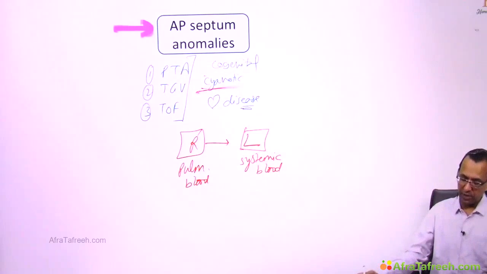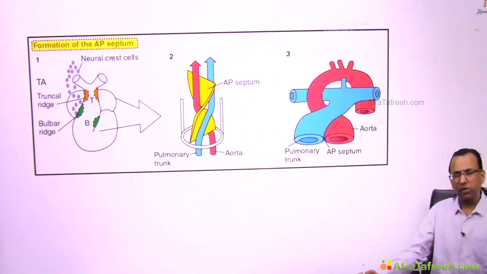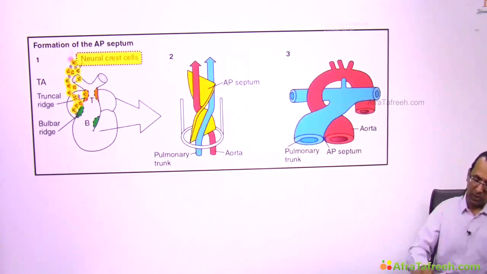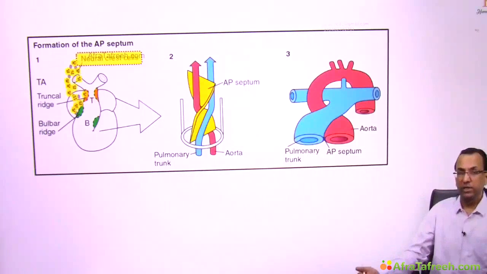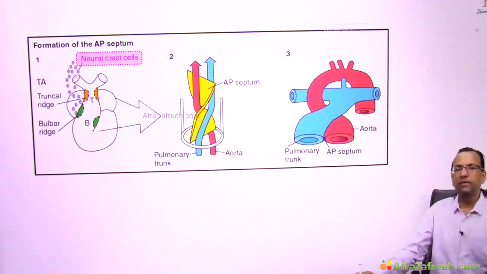So, can we discuss them one after the other? Yes, we have to, but first you have to understand how the AP septum is formed. I think it was using some neural crest cells. Yes, the neural crest cells are supposed to come to the truncus arteriosus region. And as the neural crest cells are coming towards the truncus arteriosus region, they will develop some ridges.